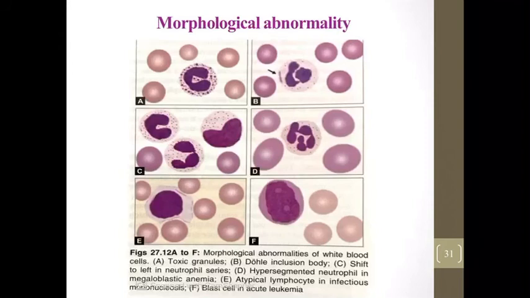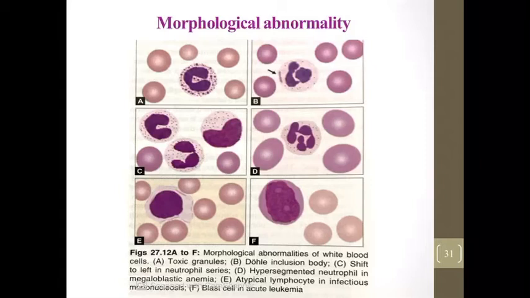We have to see if any morphological abnormality is present or not. First, toxic granules in the neutrophil, seen in any infective condition. Second is a Dohle body, shown with the arrow, which is present in the cytoplasm of the neutrophil.